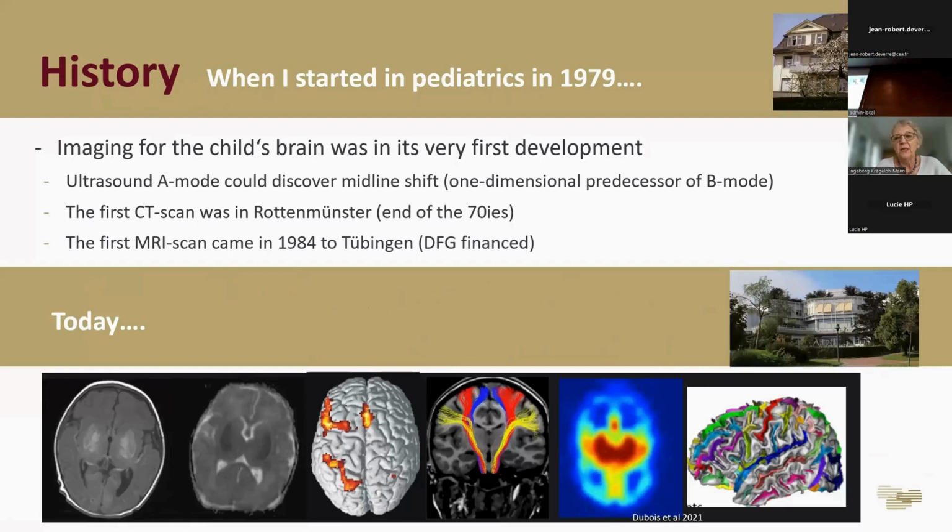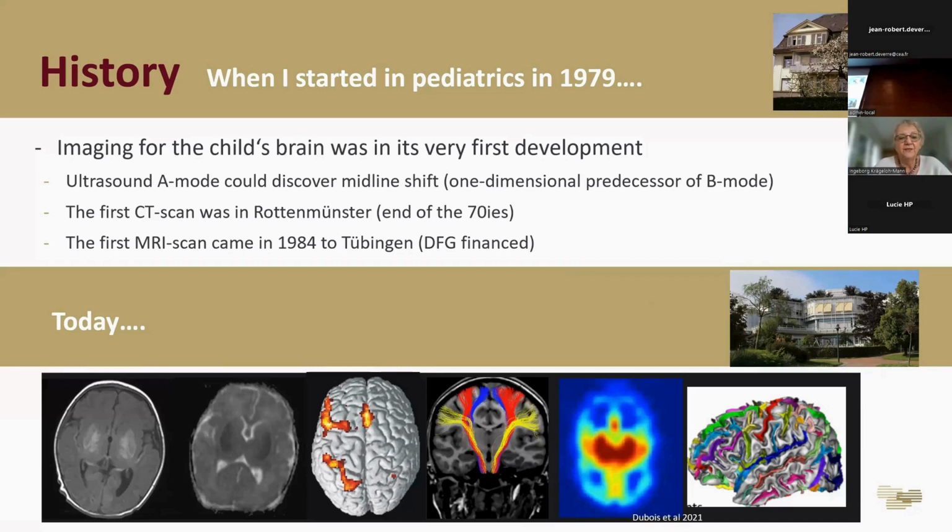Now about the history, which will be a very personal summary. When I started in pediatrics in 1979, quite a time ago, imaging of the child's brain was in its very first development. We did ultrasound in A mode, the one-dimensional predecessor of B mode, to discover midline shifts and to see whether there was a bleeding in the infant. You cannot imagine that anymore, the young of you today.